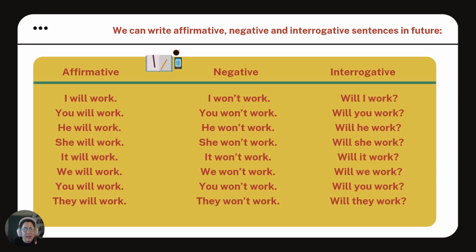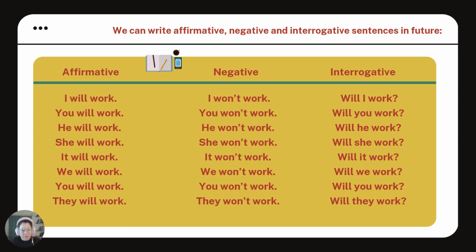Then, how do we write or how do we use will? Well, we are going to use a person, then the auxiliary verb will, and then the verb. Like the example in affirmative, I will work. Negative, I won't work. Won't is the contraction of will and not together. Interrogative, will I work? Then this is going to be the case for all the persons.